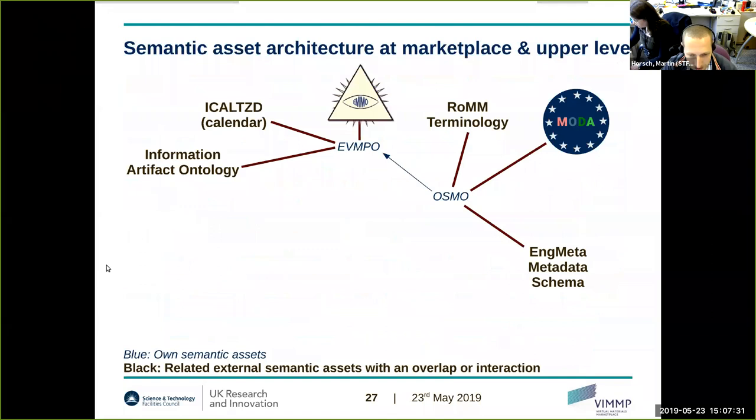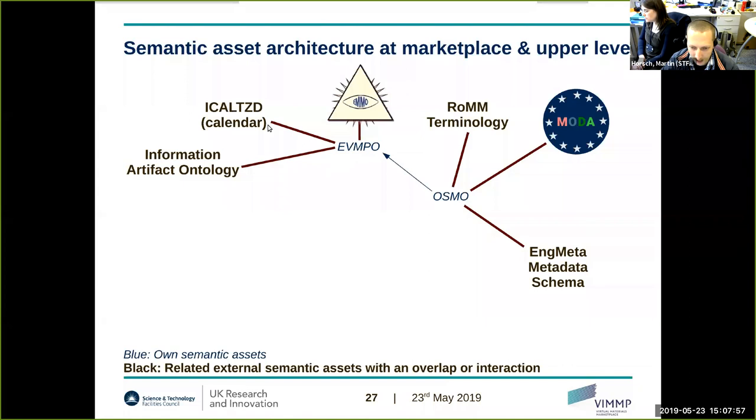So now let's look at the full picture. What is the architecture of semantic assets that we're developing jointly? At the top of everything, of course, we have the European Materials Modelling Ontology, and this will shape everything that comes below. Then here we have an agreement, the European Virtual Marketplace Ontology, and outside, in black, here we have semantic assets developed by others that have a close relation.